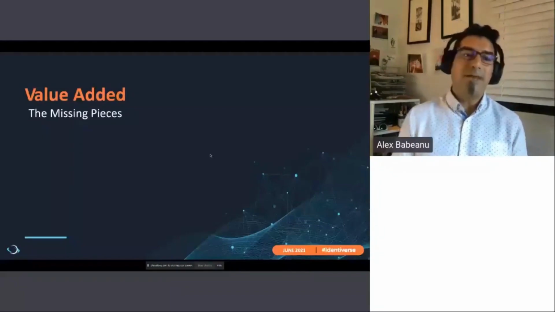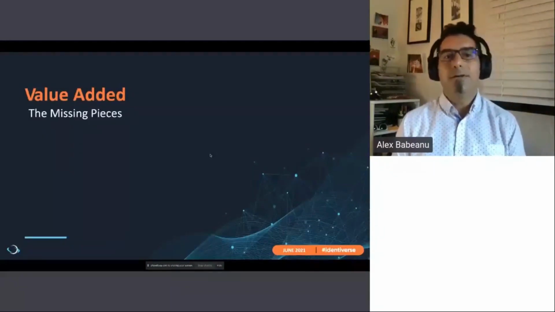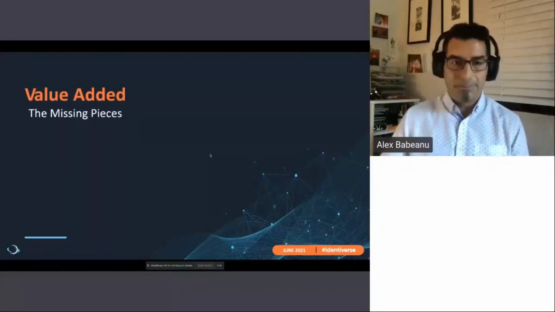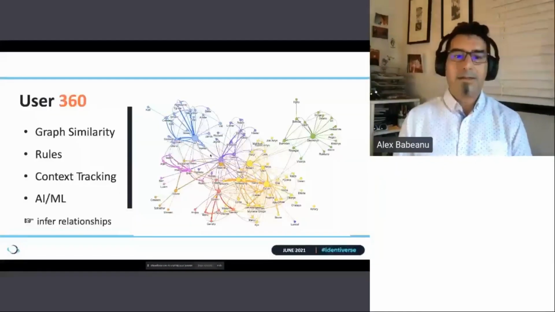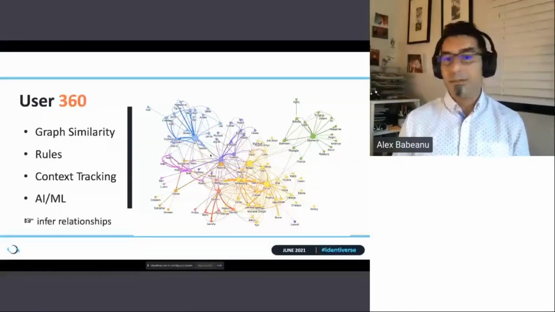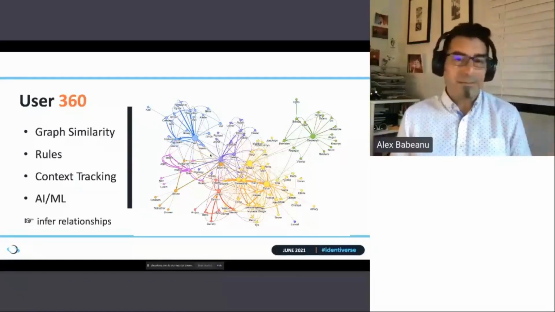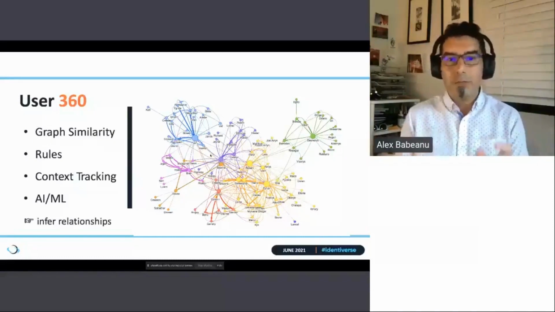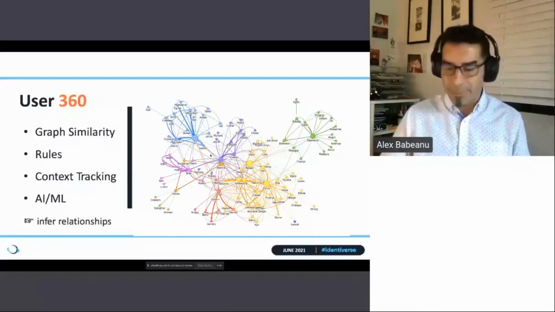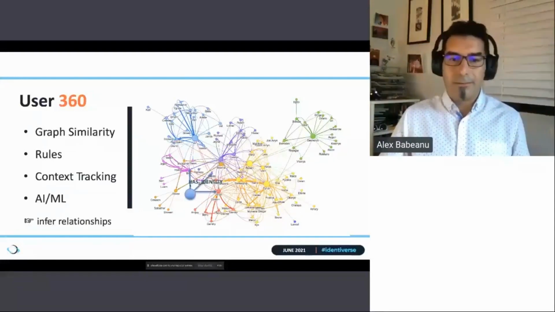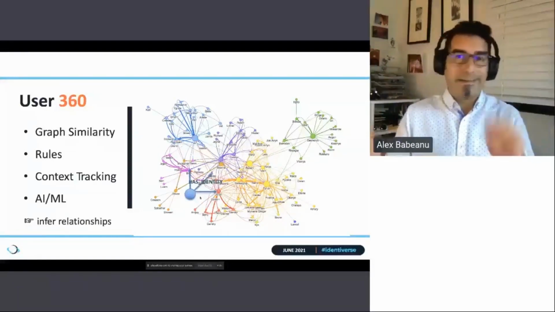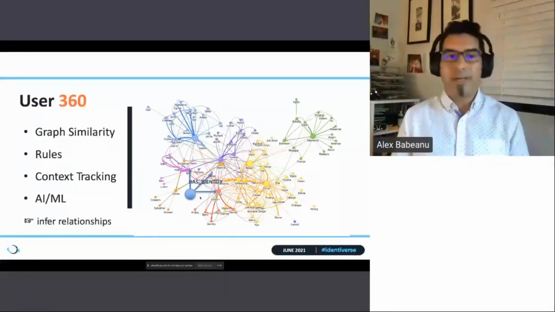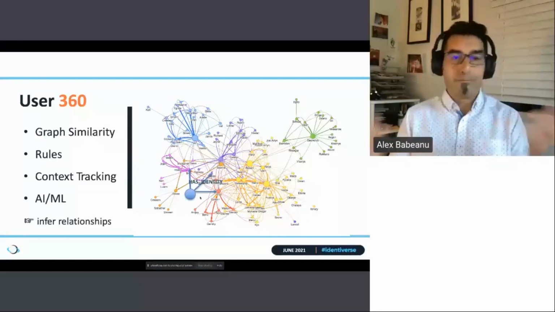Great, so what is the value added of graphs? What are the missing pieces? Well, let's start with our user 360-degree view example. If you have, well, there are 2 cases. First, an easy case is you have an attribute to correlate your users with. That's pretty easy. What you can do is create another node and relate all these identities together to create this unified 360-degree view node. Great.